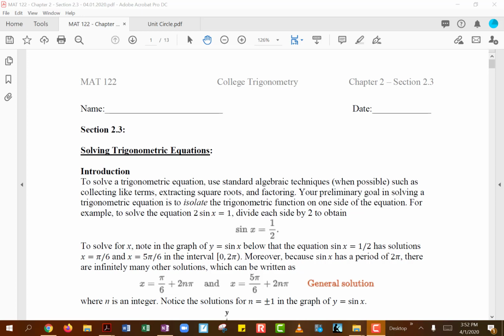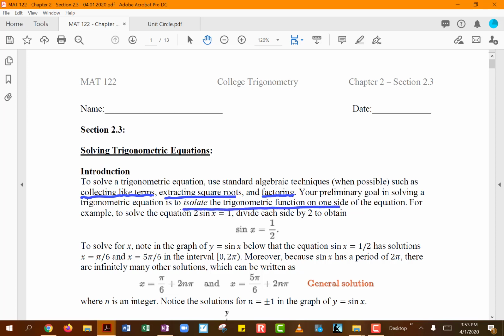But also when we are talking about solving trigonometric equations, we may actually need to use some standard algebraic techniques here. It could be collecting like terms, basically combining your like terms. It could be extracting square roots. It could also involve factoring. So basically, the first thing we're going to do here is try to isolate our trigonometric function on one side of the equation. If you see the trigonometric functions are given on both sides, try to bring them to one side, and then we'll see how we can solve them.